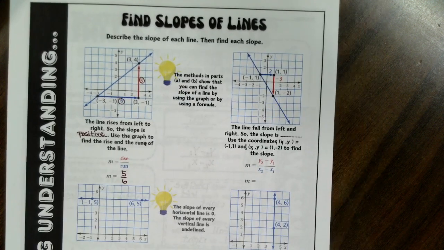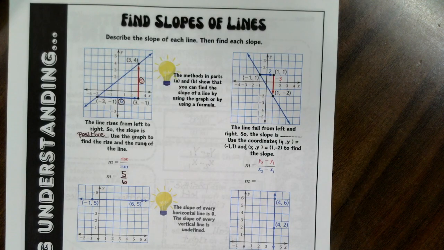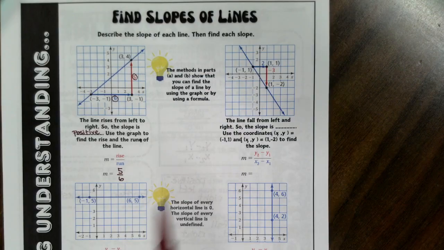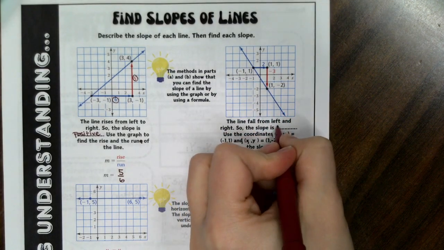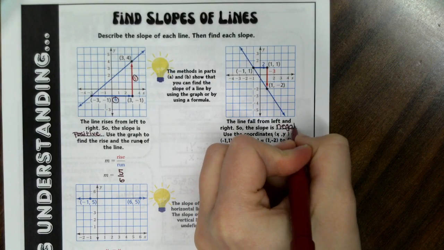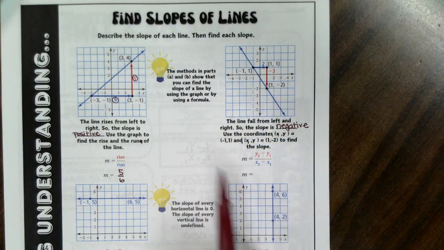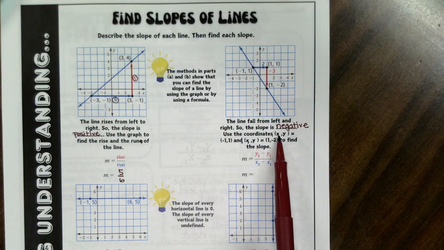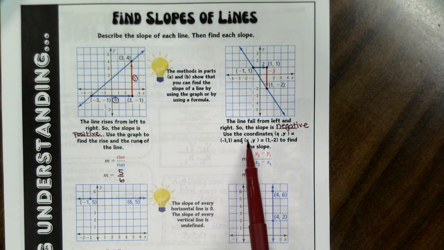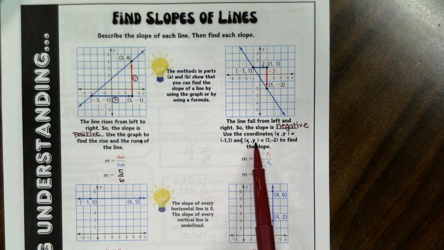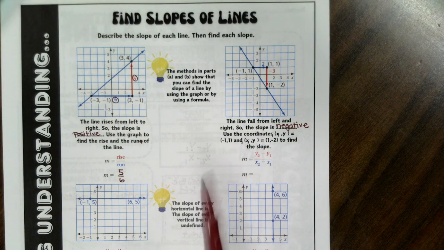So there's another way to do it where we would use our subscripts. So y sub 1, and y sub 2, x sub 1, x sub 2. So we're going to use that formula to be able to find it. So in this case, the line falls from left to right, so the slope is negative. So we're going to use the coordinates for x sub 1 and y sub 1 to equal -1 and 1, and x sub 2 and y sub 2 to equal 1, -2 to find the slope.